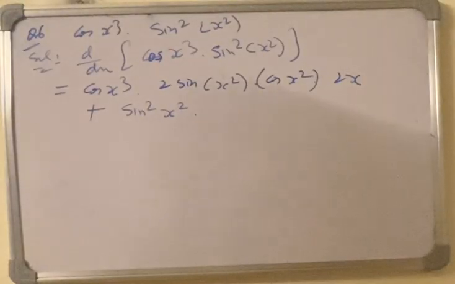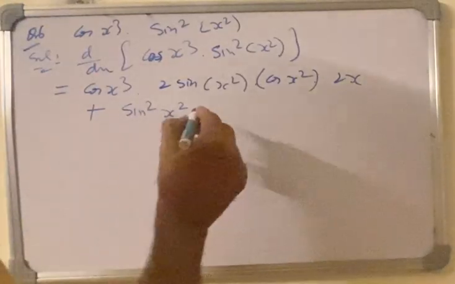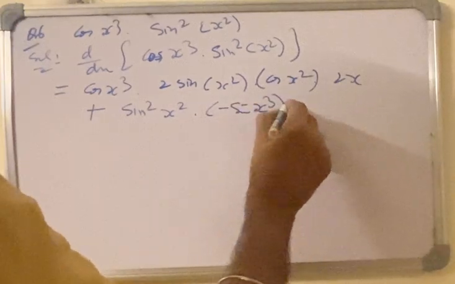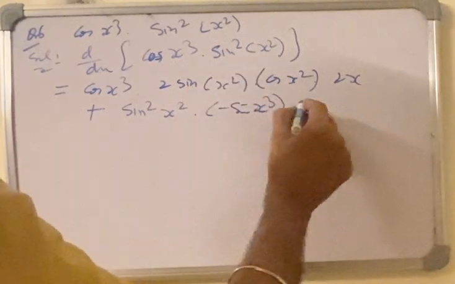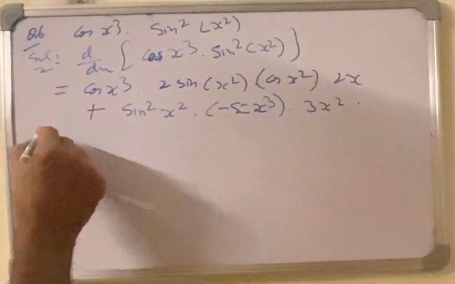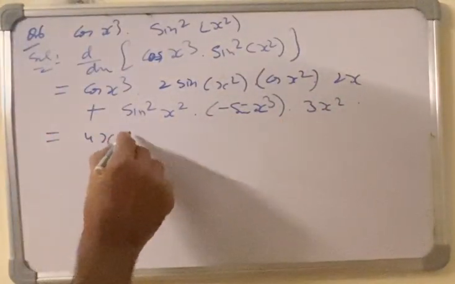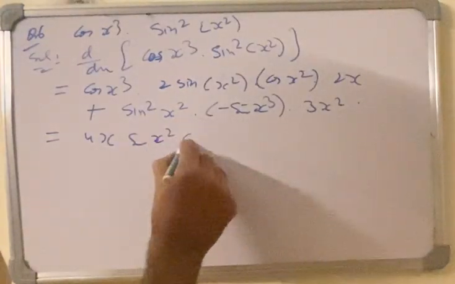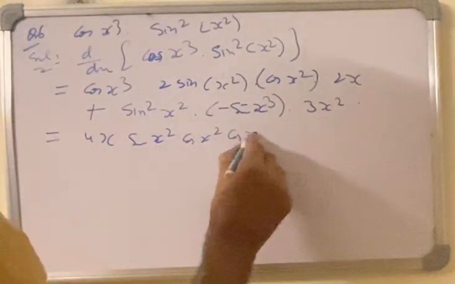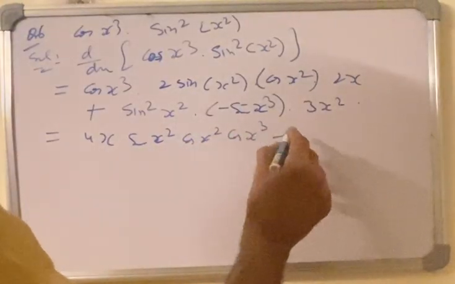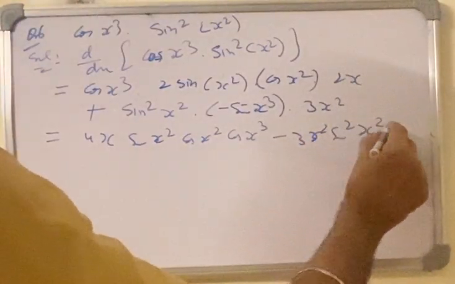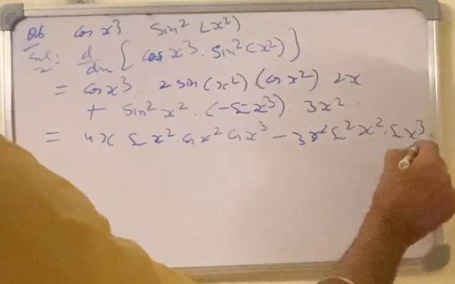Now in case of derivative of cos x cube, there are two functions. One is cos and another is x cube. That of cos is minus sin x cube, then into derivative of x cube, which is 3x square. So this is equal to 4x sin x square cos x square cos x cube minus 3x square sin square x square into sin x cube. This is the answer.